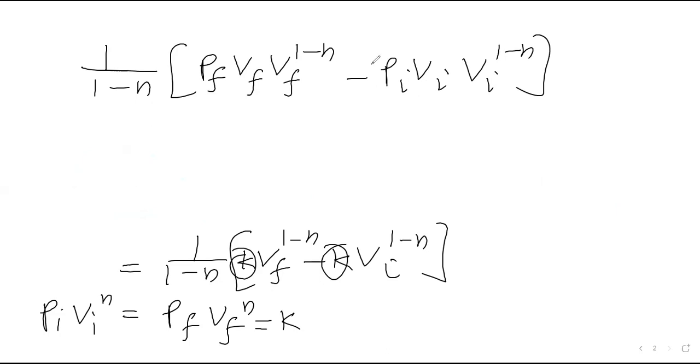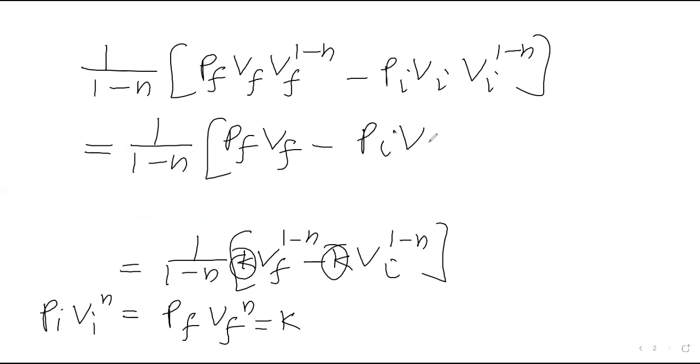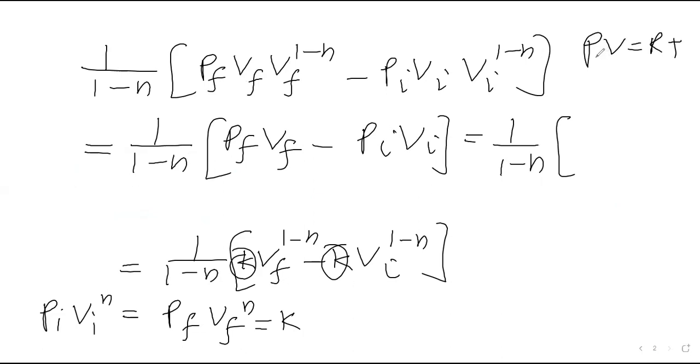We'll just try to finish the integration on this page itself. I'll get 1 upon 1 minus N. This will become PF VF minus PI VI. Now PV is equal to RT. So if I apply that, I'll get P1 V1 is equal to RT1, P2 V2 is equal to RT2. So I'll get RT2 minus RT1 as how it looks.